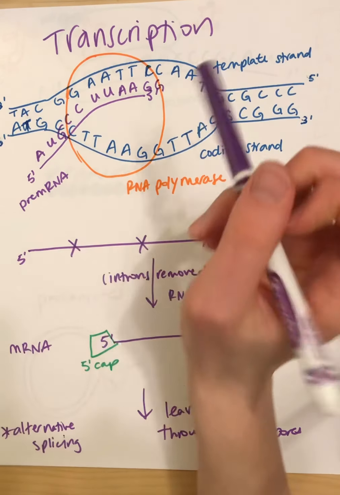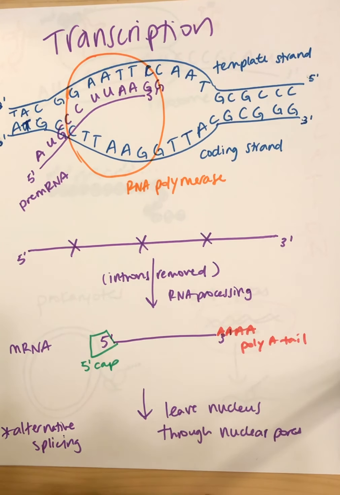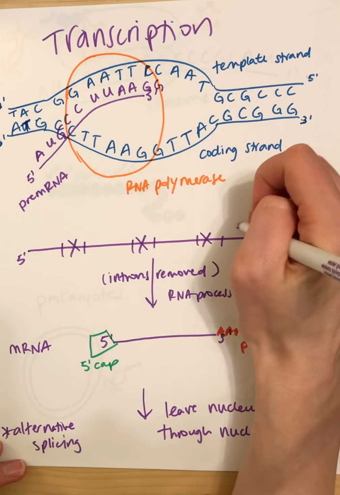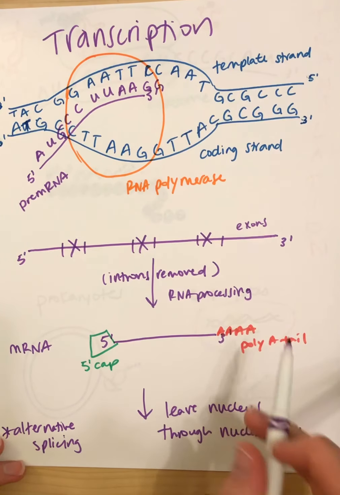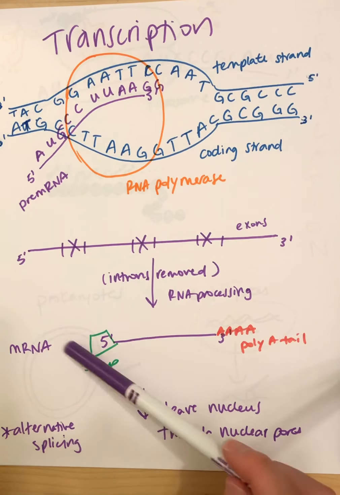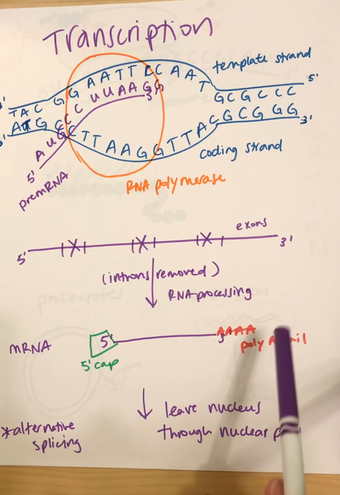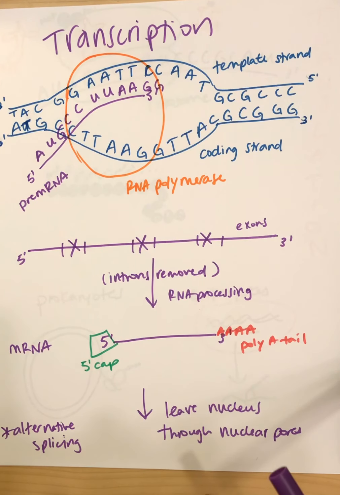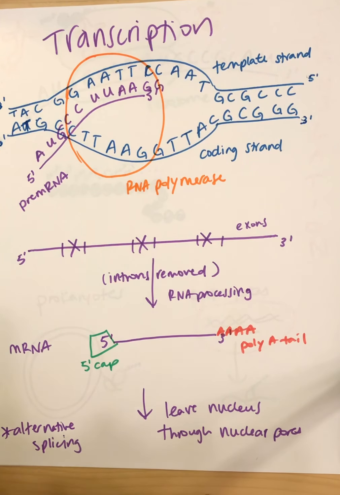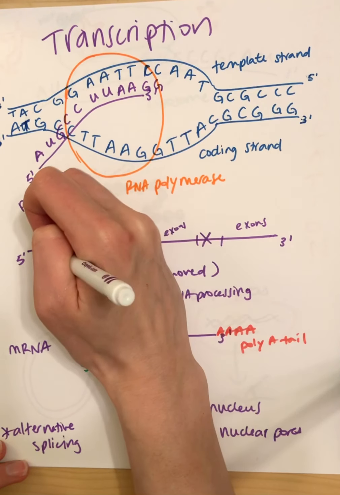After the pre-mRNA is made, RNA processing needs to happen, which includes the removal of introns, and we keep the exons. Also, a poly A tail and a 5' methyl cap are added. These modifications help the RNA be able to leave the nucleus and also help it last longer when it gets into the cytoplasm. A reminder, alternative splicing is possible because these exons can be arranged in different orders.